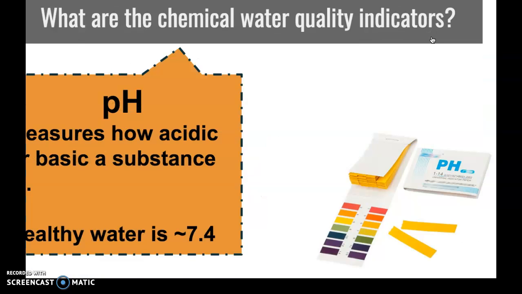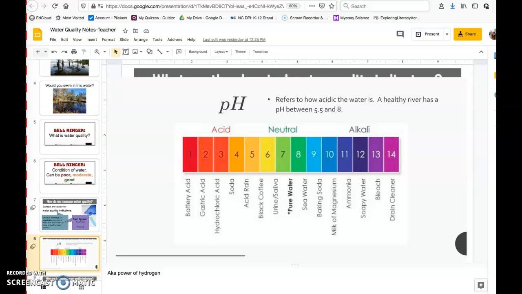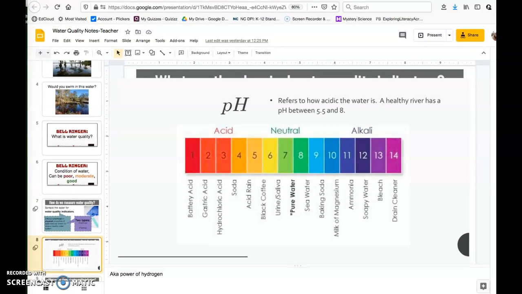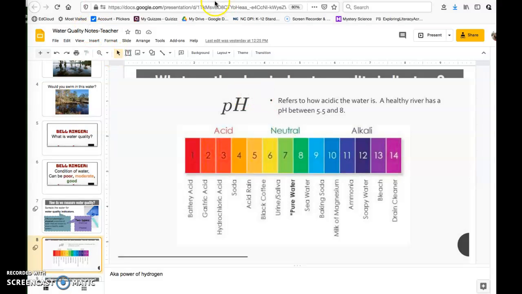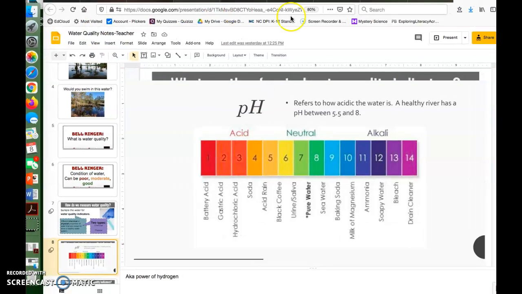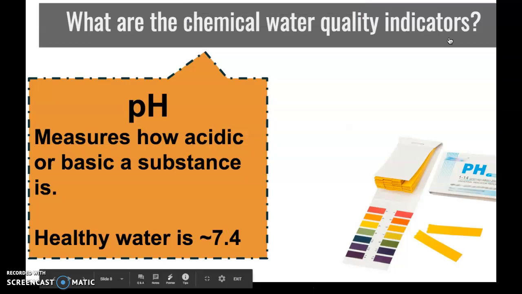So our first chemical water quality indicator is pH. This is a measure of how acidic or basic a substance is.